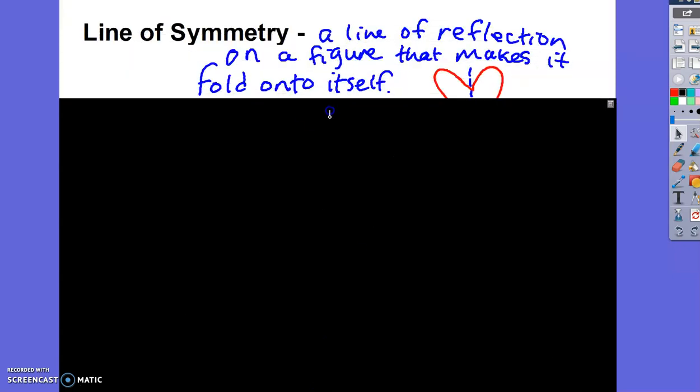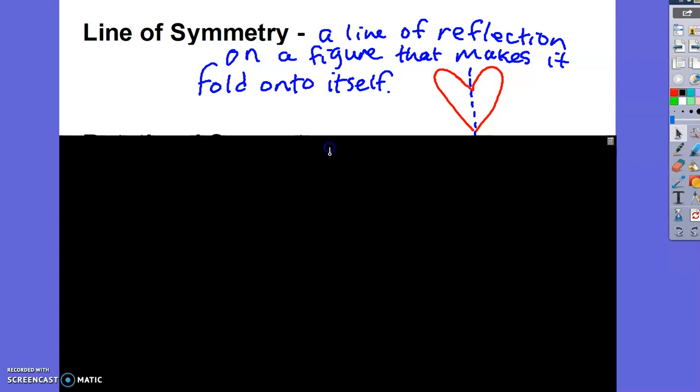We're going to be looking at lines of symmetry. So this is a line of reflection that happens to be on the figure that makes it fold onto itself. So if you can see, that heart there has got a line of symmetry right in half. If you were to fold that heart in half, those sides would match.